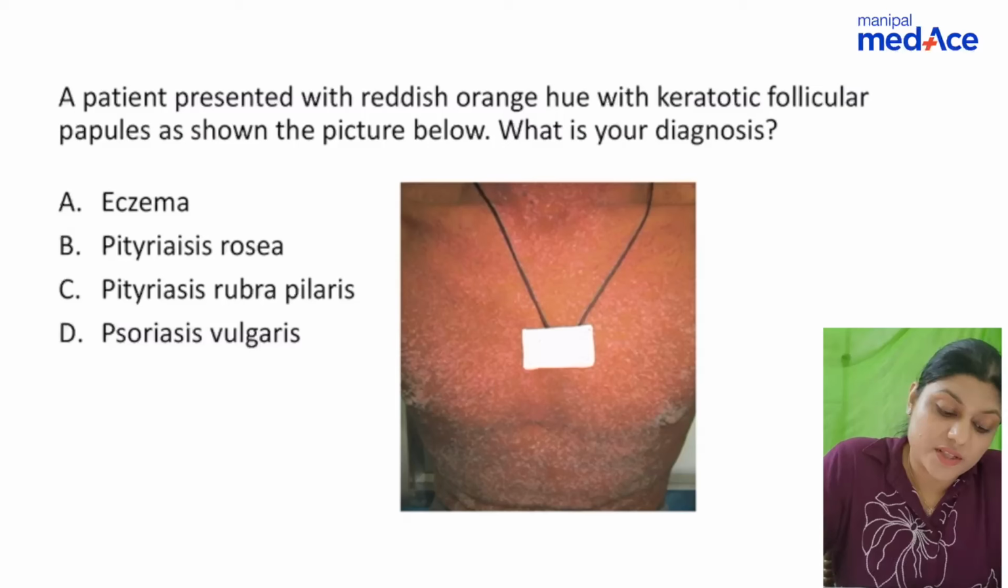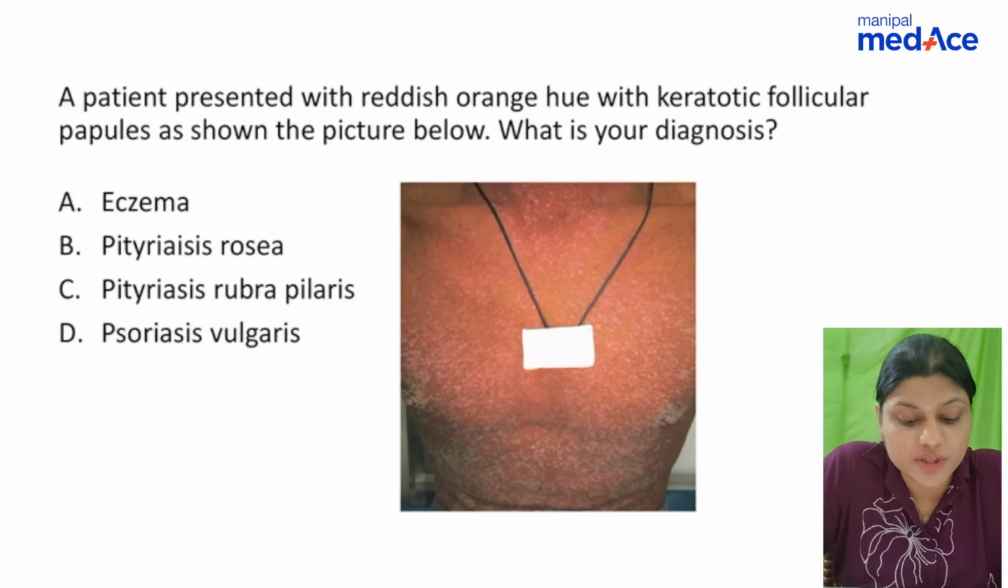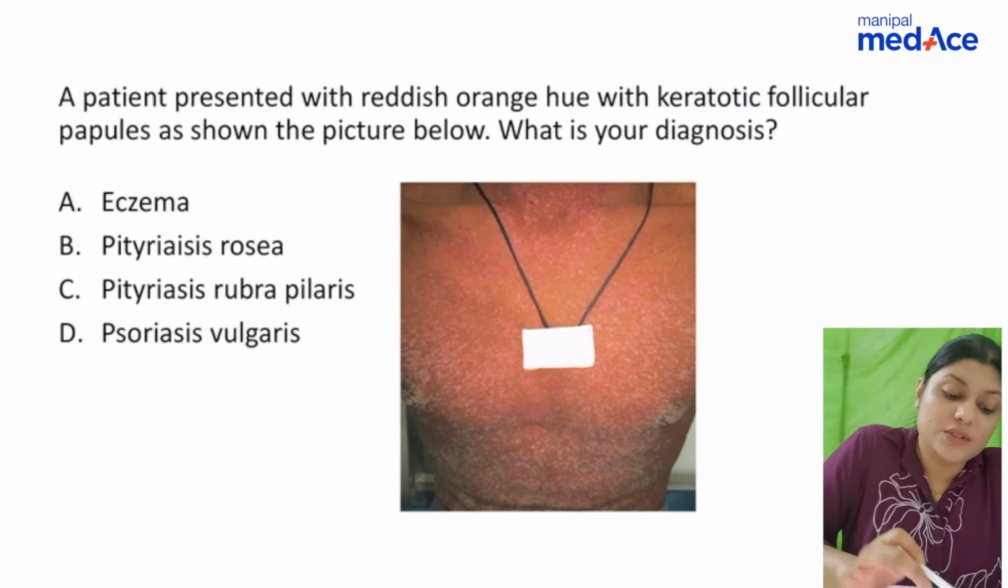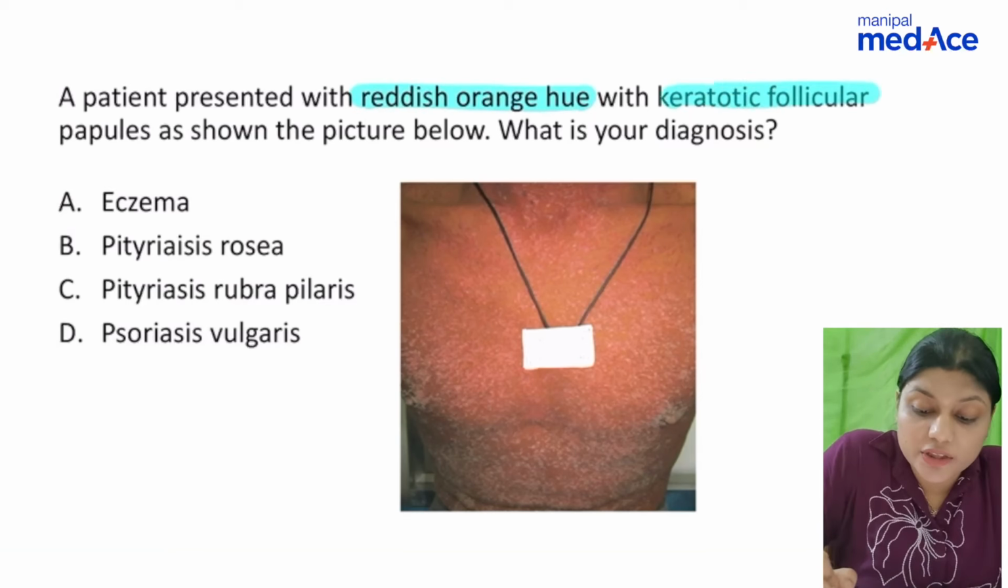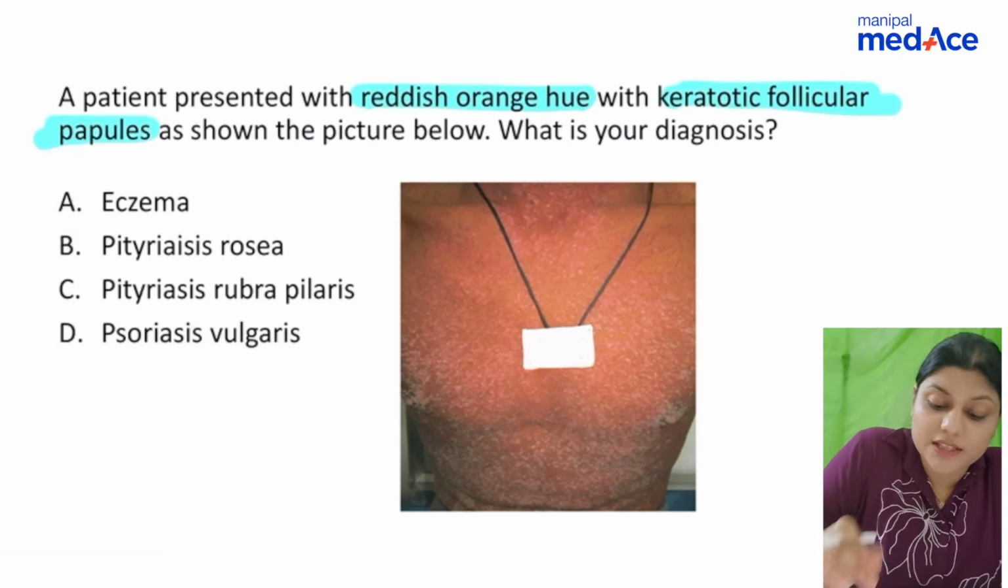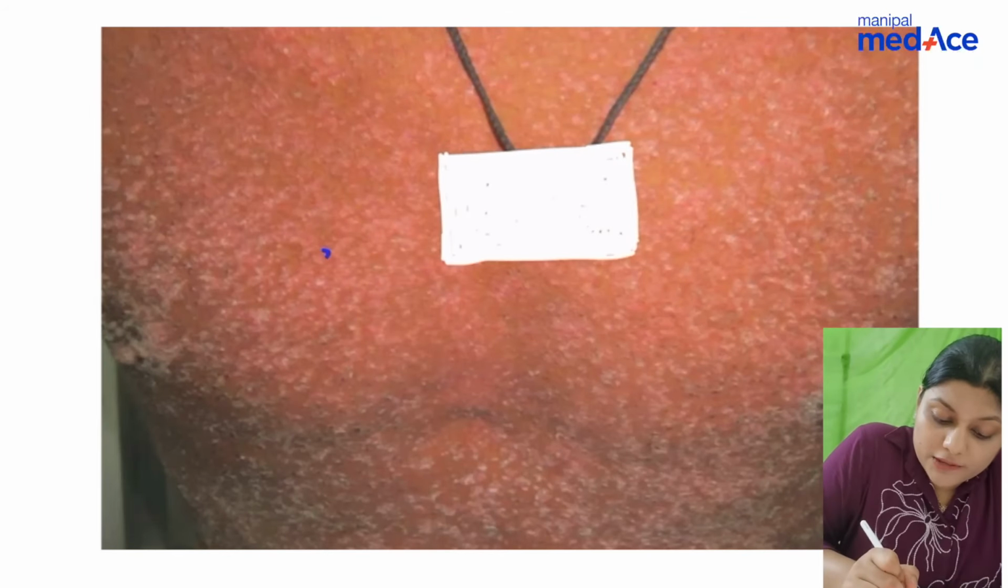The next question. A patient presented with reddish orange hue with keratotic follicular papules as shown in the picture below. What is your diagnosis? Eczema, Pityriasis rosea, Pityriasis rubra pilaris or psoriasis vulgaris? So the key words in the question are presence of reddish orange hue, keratotic follicular papules. Even in the picture you can see that there is presence of follicular papules.